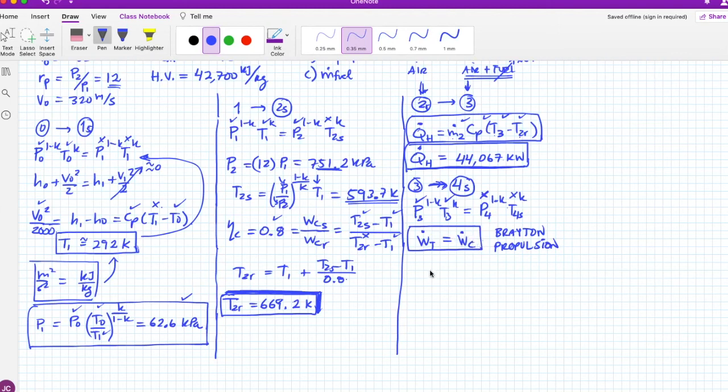So do you remember your back work ratio thing? So WC divided by WT. I don't know if you remember this for the typical Brayton cycle or the electricity production Brayton cycle. So this one is 1. For this one, I'm going to put again Brayton for propulsion.